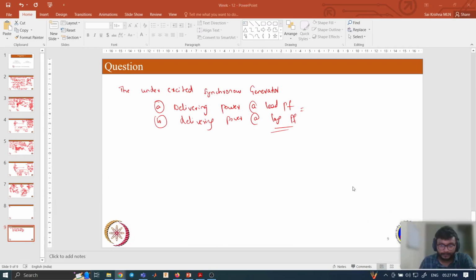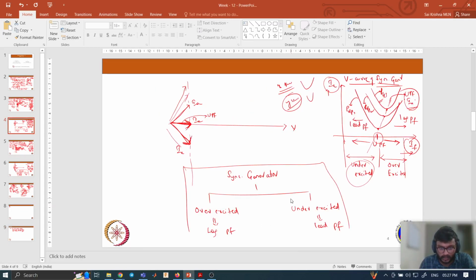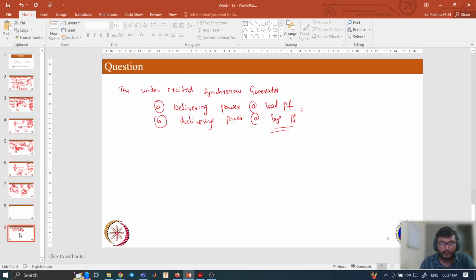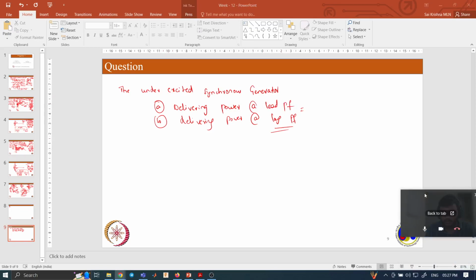We just now discussed it. A synchronous generator under the under-excited condition will deliver a leading power factor. What's the confusion, Sai Krish? See, the answer is that the under-excited synchronous generator would always deliver a leading power factor.